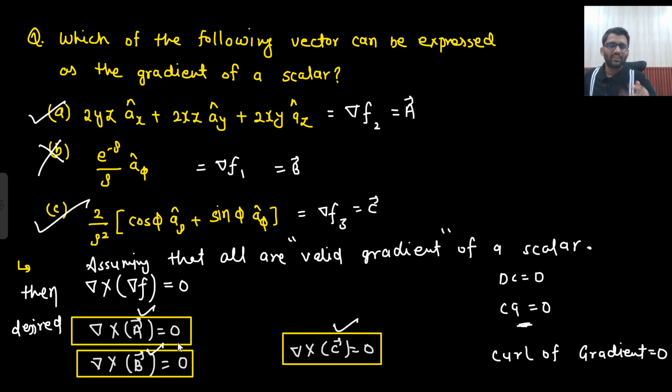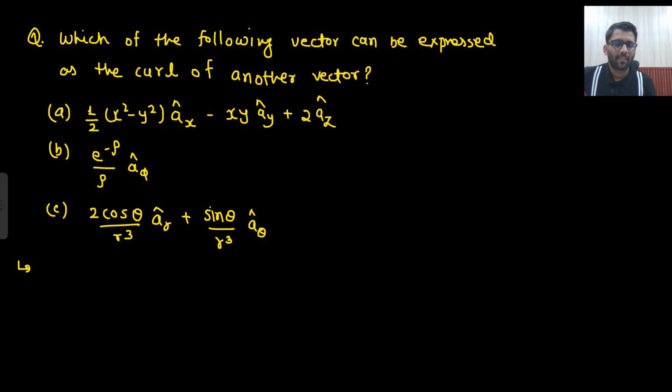So this is how you solve these kinds of problems. Let's see the next one. Which of the following vectors can be expressed as the curl of another vector? What do you think about it? If this answer is the curl, that means certainly its divergence should be 0.